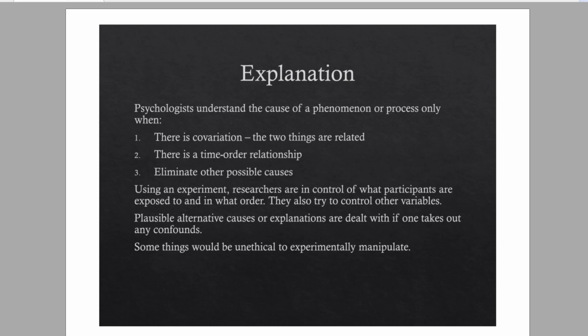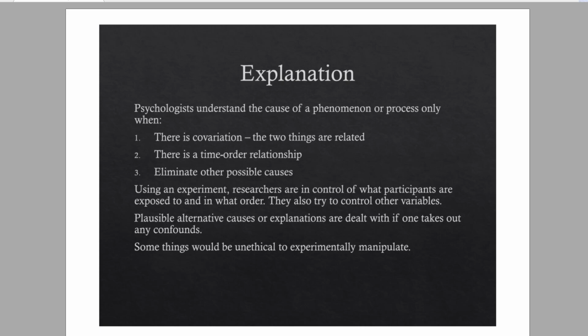So the other part is explanation. We talked about understanding, where we are trying to understand the cause of a phenomenon. The cause of a phenomenon can only be established when three things are true. There is covariation, so the two things are related to each other. When one happens, the other one happens in some particular way. There is a time order relationship, so one preceded the other. And you eliminate other possible causes or alternative explanations.